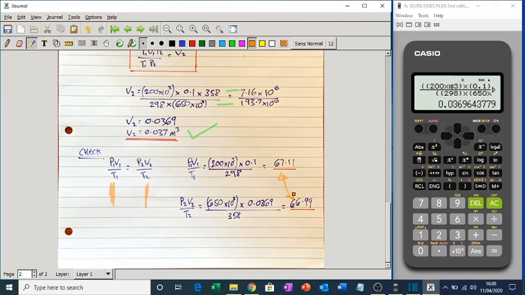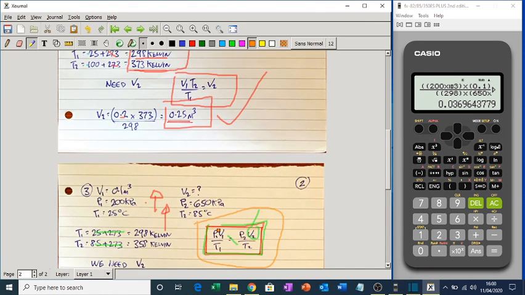Obviously, there's things where we've rounded things up, especially when we did the volume. So that's where the little slight error is, but that's just rounding. So P1V1 over T1 is P2V2 over T2. So they've got to be the same.